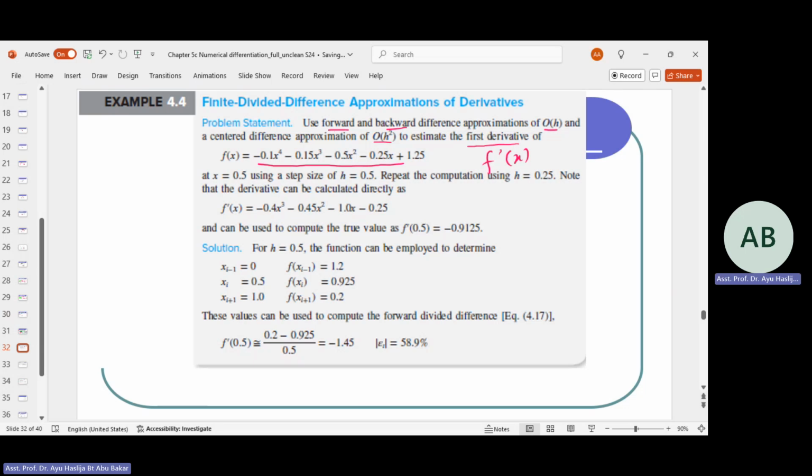Okay, the info that you should look into is the level of error, first derivative or second derivative, and your x. You need to know what your x is in order to set the point. So here the x is 0.5. Then you need to know your step size, the h, which is 0.5.